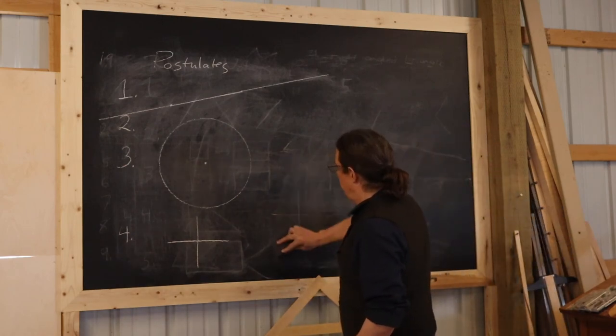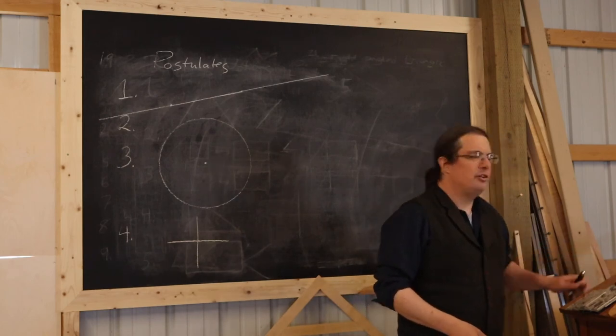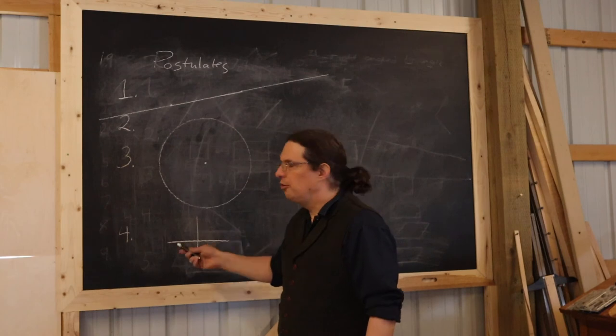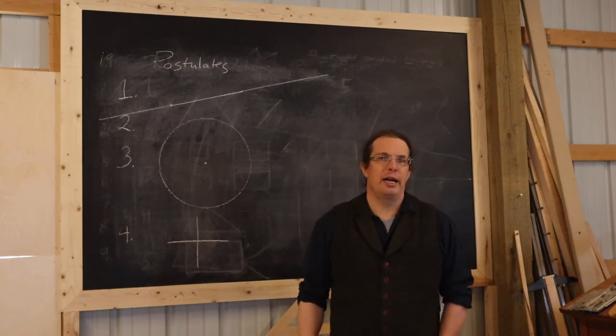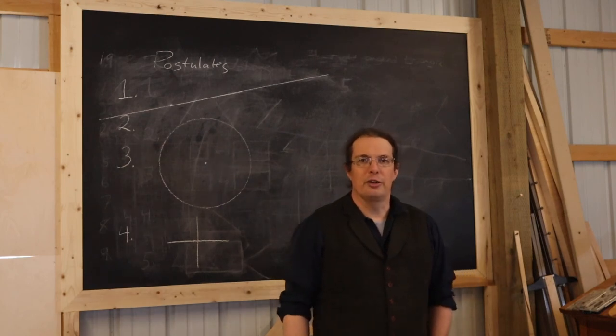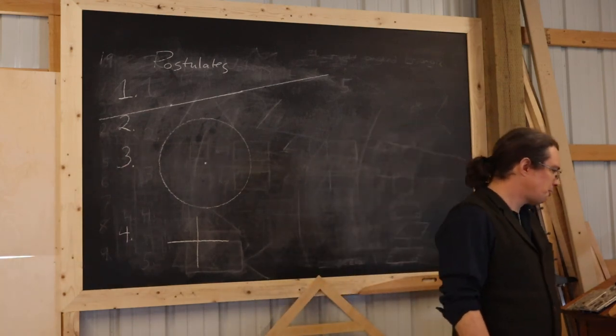What this postulate does not do yet is give us a direct way of constructing accurately two lines that intersect each other at right angles. For that, we're going to need to go into the propositions later on. And that'll be the subject of a future session.